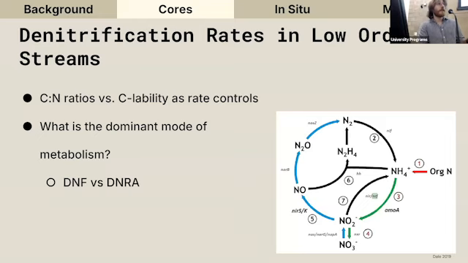Let's say we get them anaerobic. Denitrification isn't the only nitrogen cycling pathway. We can also have dissimilatory nitrate reduction to ammonium. And this is a pathway that takes that nitrate, but instead of taking it to N2 gas, we put it in and turn it into ammonium. And so it's not actually leaving the system, it's still an ion.